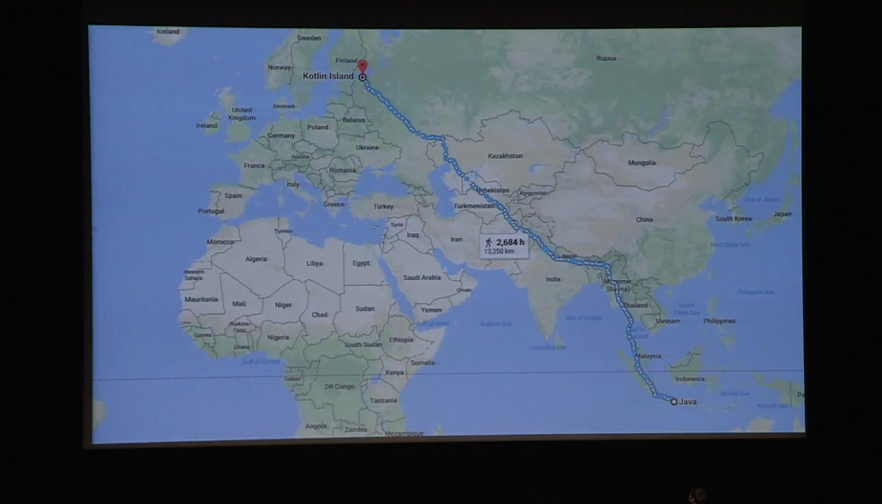So the end result here is a bit more accurate of our journey. There is no magic flight. And we are now about two thirds of the way there. I think we're something like 67% Kotlin now.